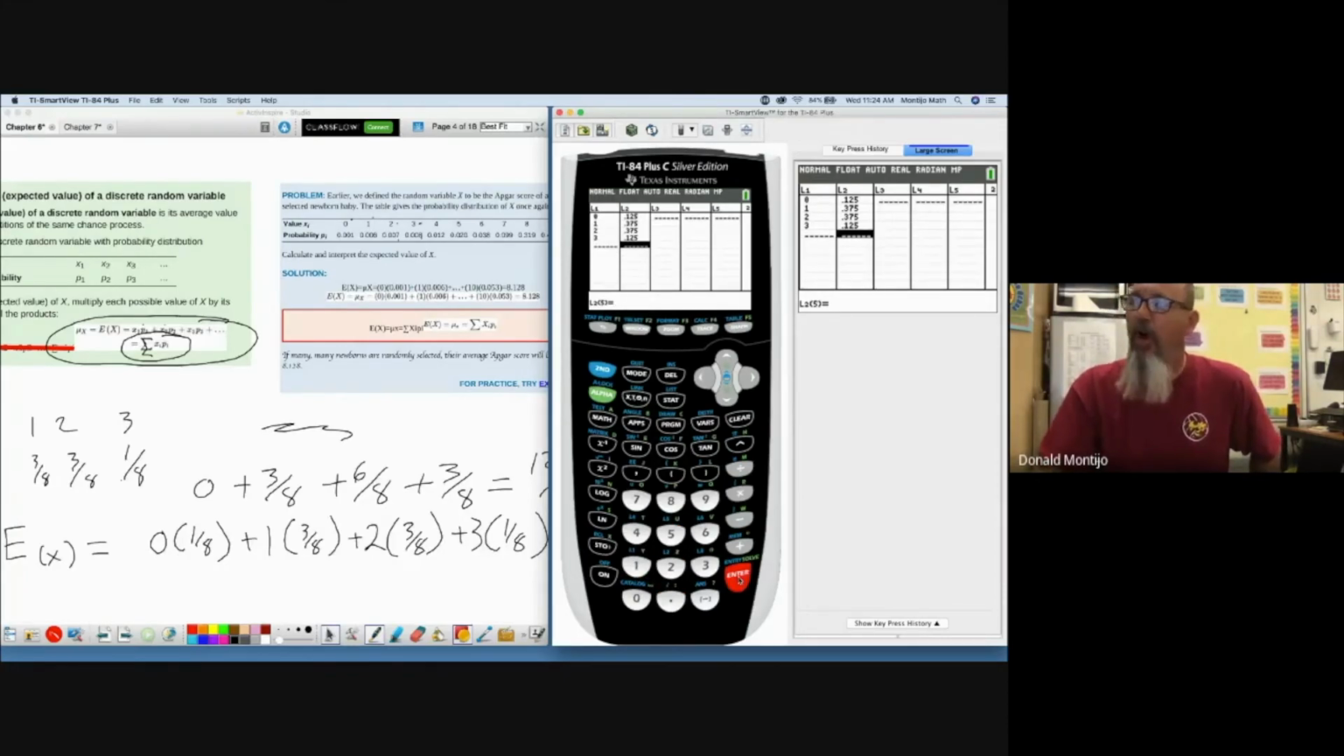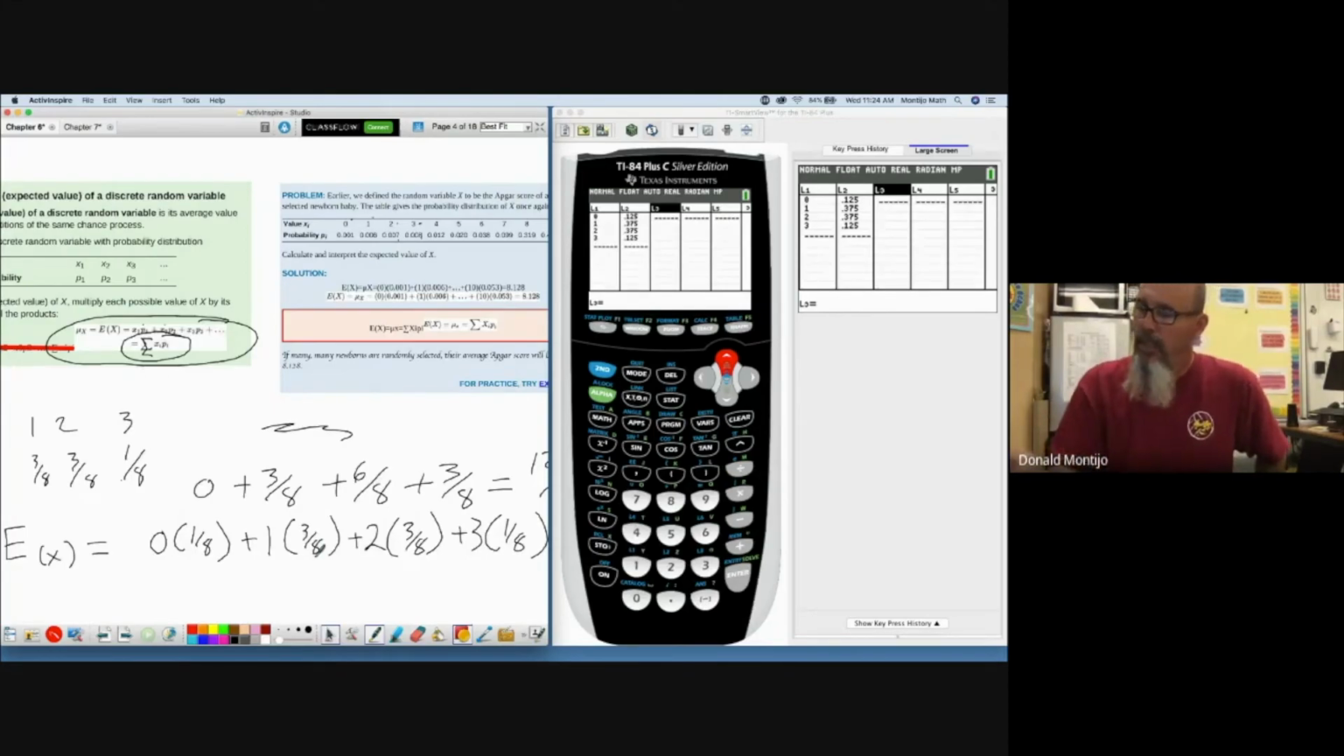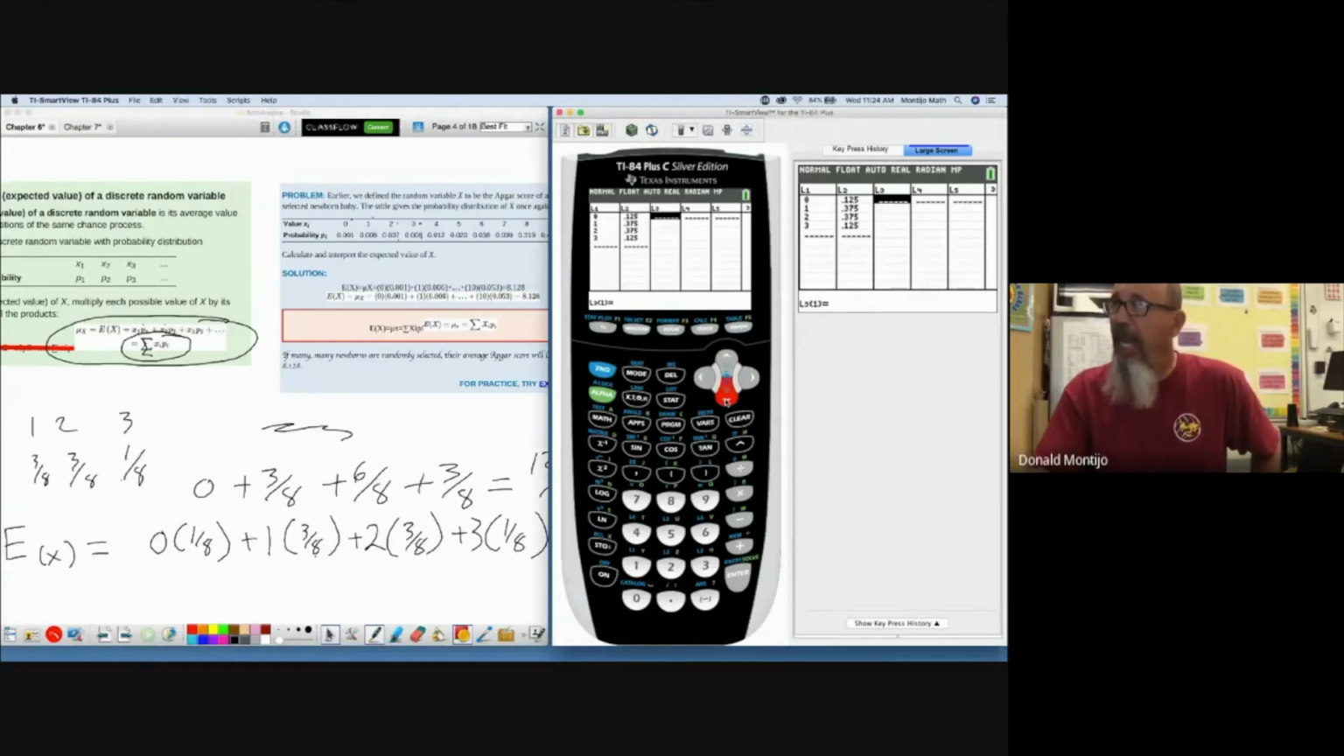Now that I have all of this entered, I'm going to let the calculator do all the work for me. So what did I do to find the mean of a discrete random variable? I took each individual x, 0, times its probability, 1/8. The next x times its probability, and so on and so on. So let's have the calculator do all this multiplication for us. So I'm going to go up to the top, and you cannot be highlighted in the cell or it won't work. You can't put a formula in a cell. You have to put it on the list heading. So you can see L3 is bolded out again.